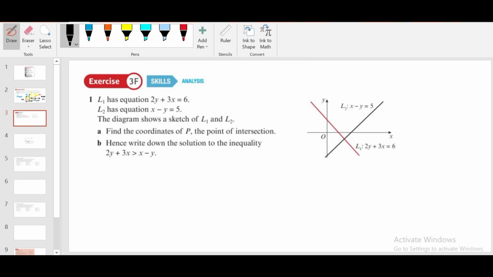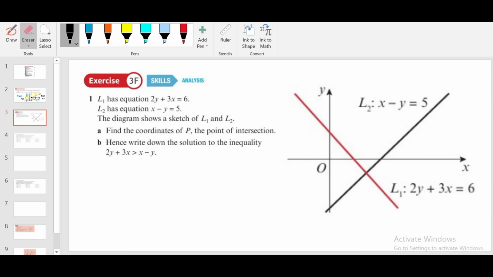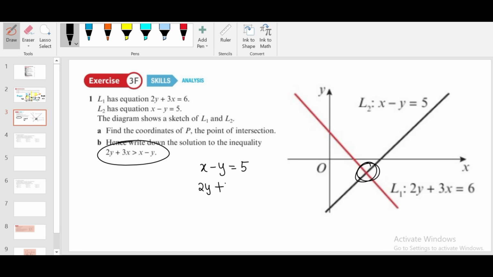Question number 1. We have two equations, two straight lines L1 and L2. I have made the graph a little bit bigger. This is question 1 from exercise 3F. They want us to solve this inequality. So first we need to find this point of intersection. These two are linear simultaneous equations. We can solve it. X minus y is equal to 5. 2y plus 3x, I'm going to write this 3x plus 2y. 3x plus 2y is equal to 6.